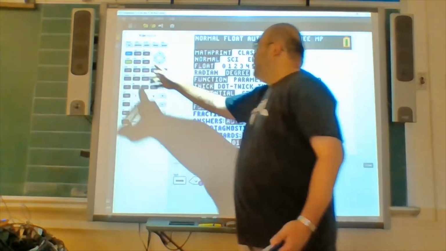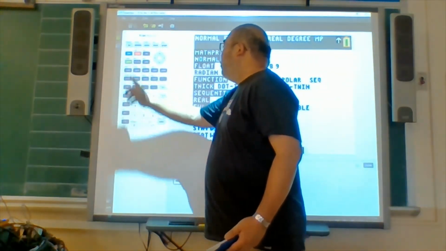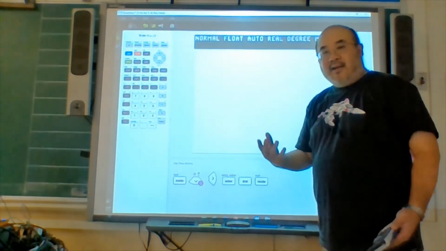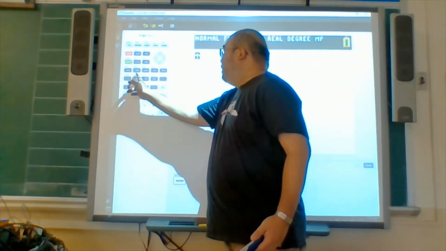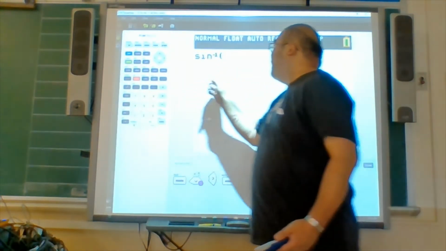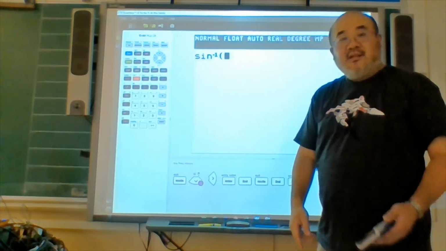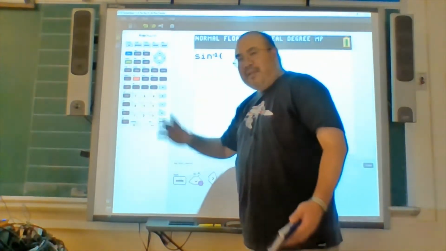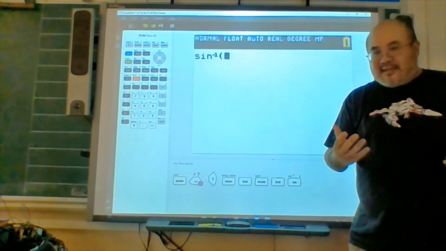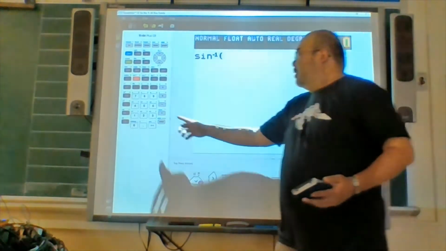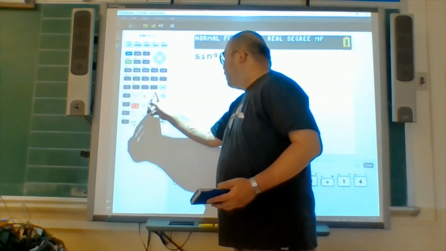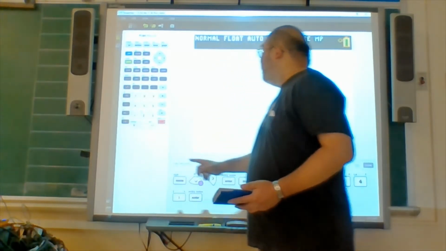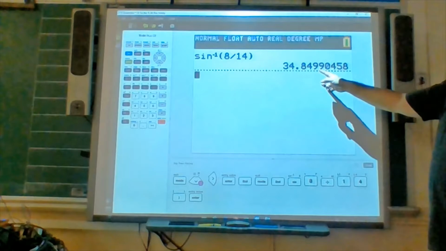So we're going to hit second mode or second quit. And now we'll do sine -1. That will be the blue button, second, sine. And now we have sine -1. Our ratio was 8 divided by 14. Well, no need to simplify. That's a great thing about this. Just type in the sides as they are. 8 divided by 14. Close parenthesis and enter. And notice we got 34.84999.